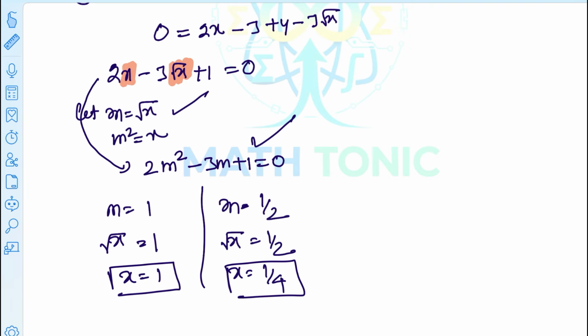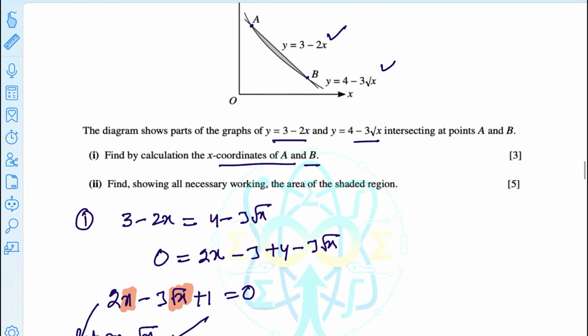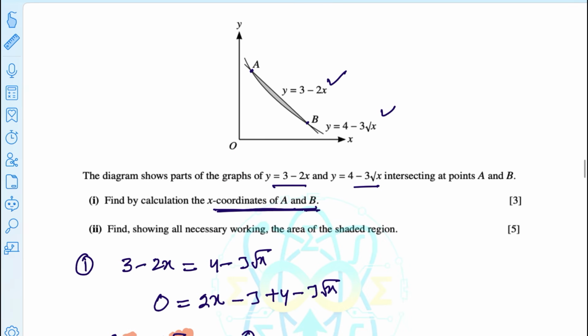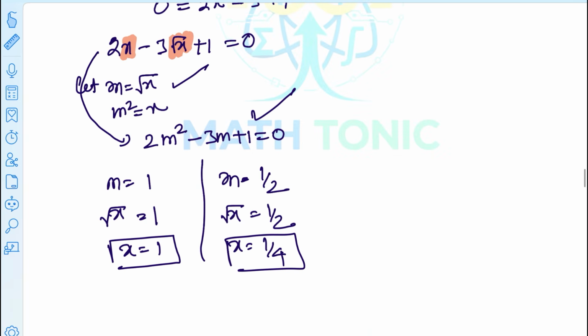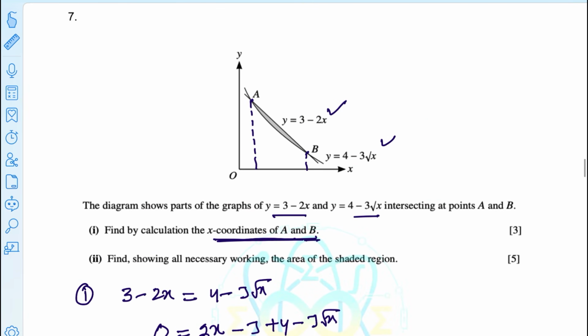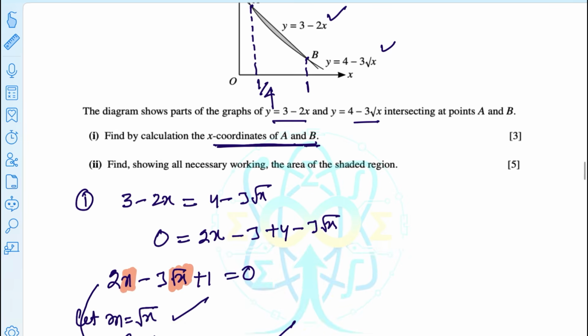As per the question, we need to find the x coordinates. A is the lesser one, so that is point A, and B is the greater one. So I'm writing here, this one will be 1 over 4 and this one will be 1. Is it okay? You can check this.